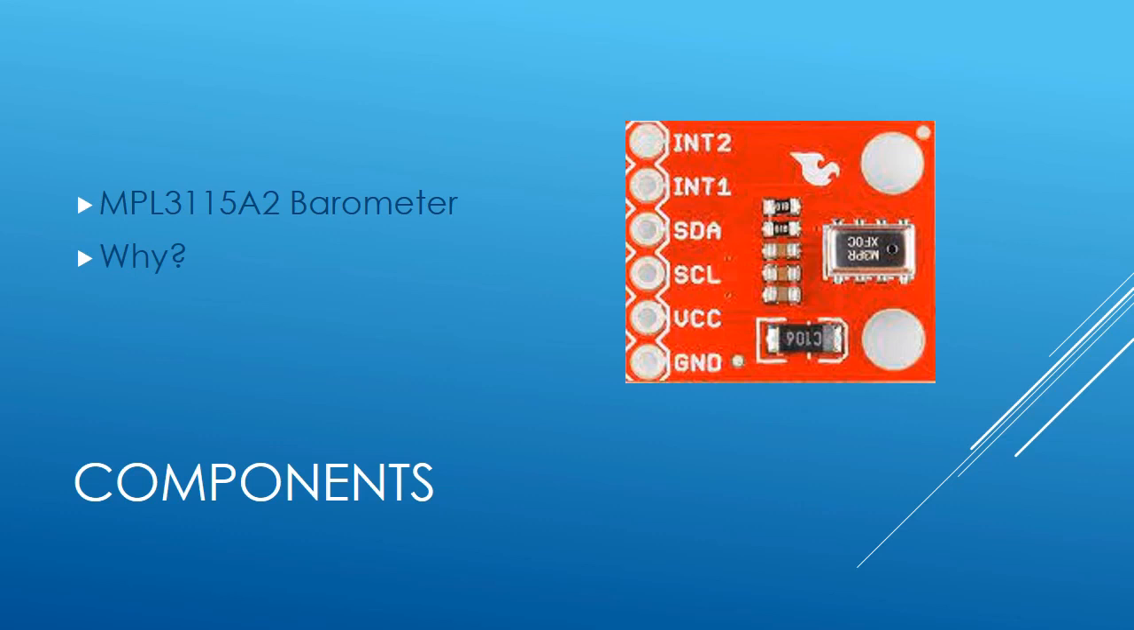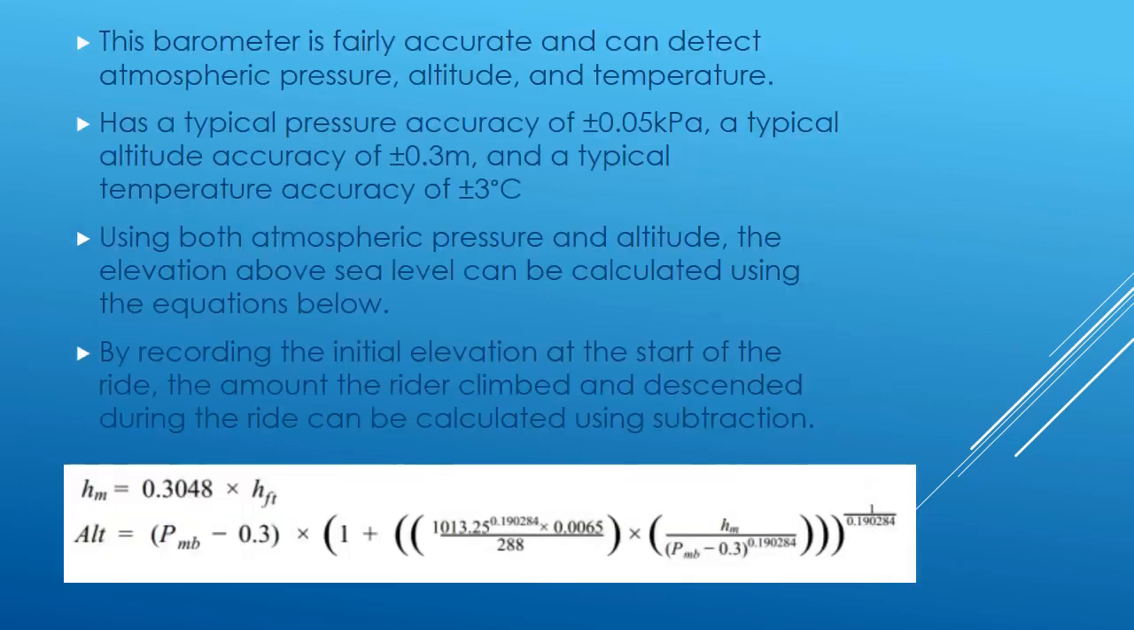When designing the elevation change sensor, we decided to use the MPL3115A2 barometer. Why did we choose this component? This barometer was cheap, fairly accurate, and could detect atmospheric pressure, altitude, and temperature. It had a typical pressure accuracy of plus or minus 0.05 kilopascals, a typical altitude accuracy of plus or minus 0.3 meters, and a typical temperature accuracy of plus or minus 3 degrees Celsius.